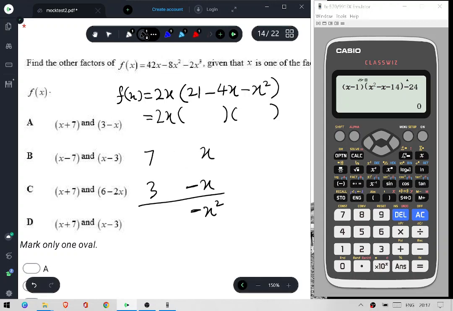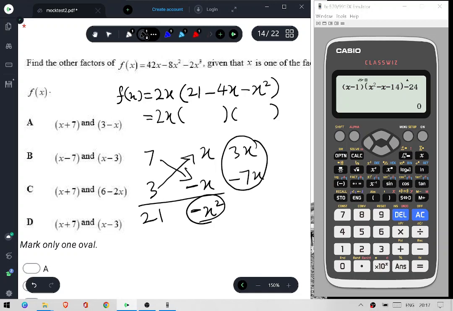Okay, so this one lah. This one we get minus x squared. This one we get 21. Okay, we cross multiply, we get minus 7x. We cross multiply over here, 3x. So we sum these two, we get minus 4x, which is the middle term over here. So the factorization is these two bracket. So 7 plus x, 3 minus x.